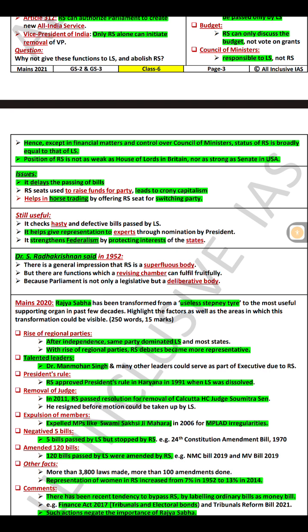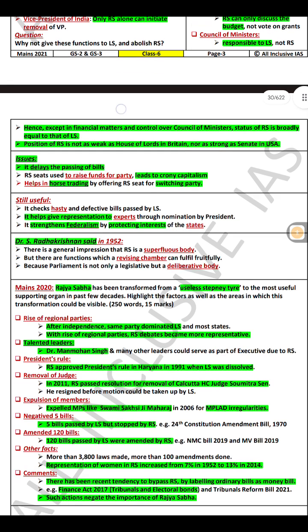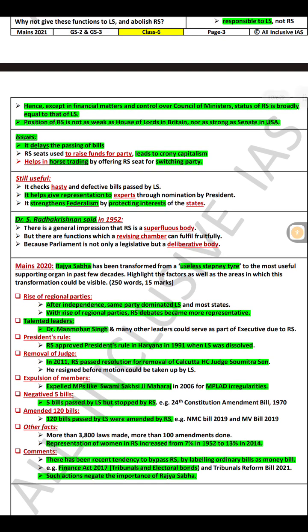Still useful. It checks hasty and defective bill passed by Lok Sabha. It helps give representation to experts through nomination by president. It strengthens federalism by protecting interest of states.